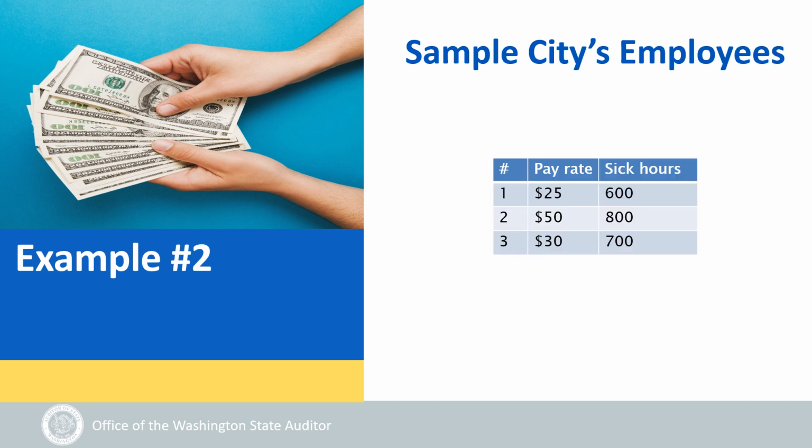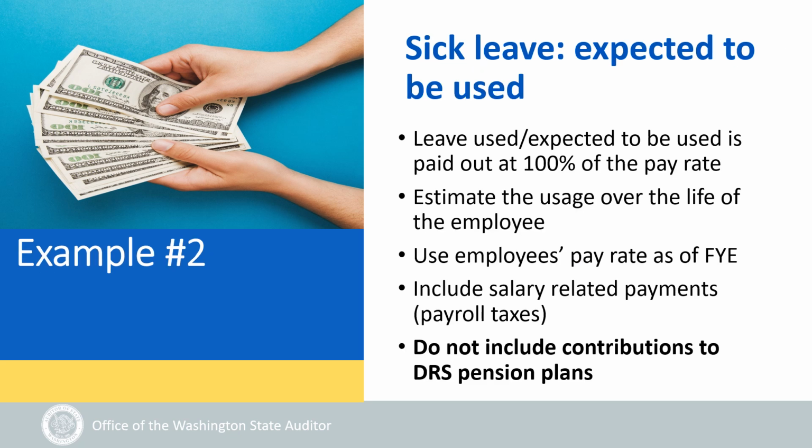We have 3 employees. First one has a pay rate of $25 with 600 hours. Second has a pay rate of $50 with 800 hours. And third has a pay rate of $30 with 700 hours. Again, we split sick leave into used, expected to be used, and cashed out hours since those calculations are different. We start with hours expected to be used.